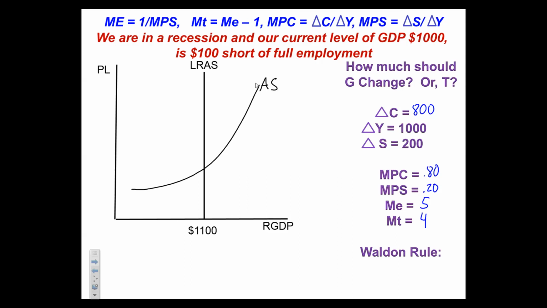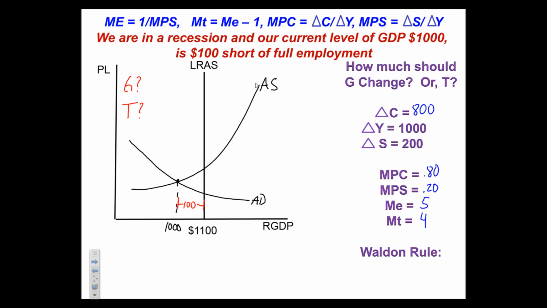Okay, we are short by 100, so we'll make our equilibrium to the left of the long-run aggregate supply curve. So 1,000. Our gap is 100. So now the question becomes, how much should we change government spending by? Or how much should we change taxes by?